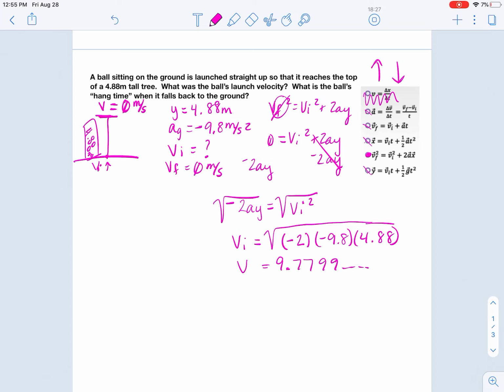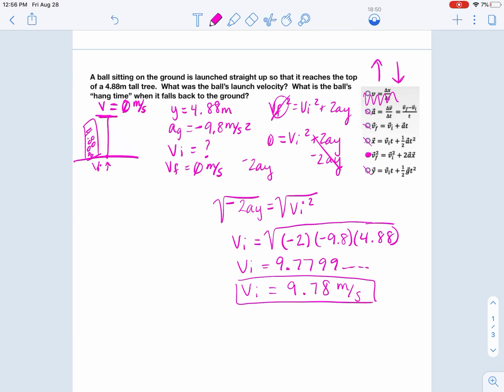9.7799... more numbers. So rounding this for sig figs, I was only given one measured number in this problem, and it is the 4.88. So I'm going to round this for 3 significant figures. And it is supposed to be a positive answer because this is the velocity that sent my object upward.